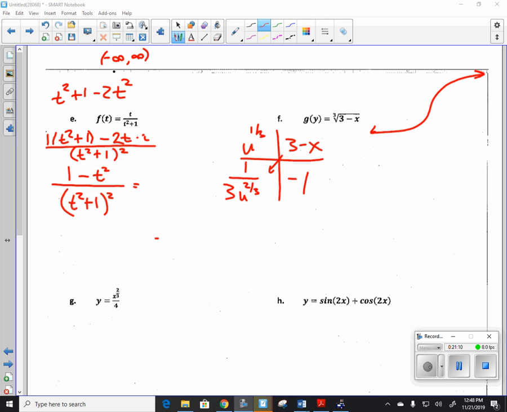Very good. 1 over 3u to the 2/3. So you can see your result is negative 1 over 3 times 3 minus x to the 2/3. Is the top ever equal to 0? No. Is the bottom ever equal to 0? Yes, at x equals 3. Is 3 part of the original domain? Yes, because the original domain is all real numbers. So at 3 is where this graph has a vertical tangent, and therefore the derivative is undefined at that spot.